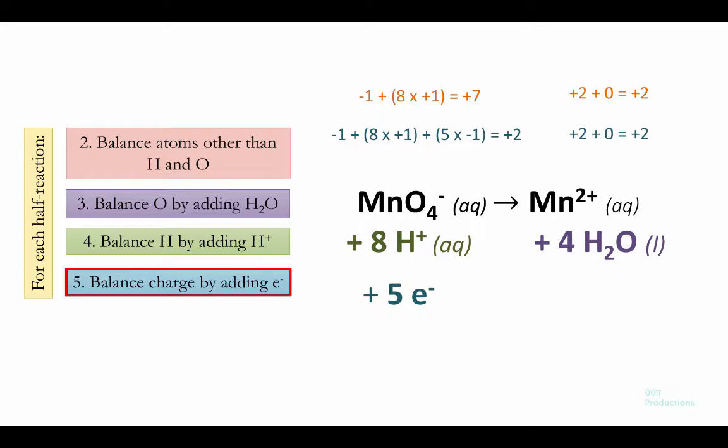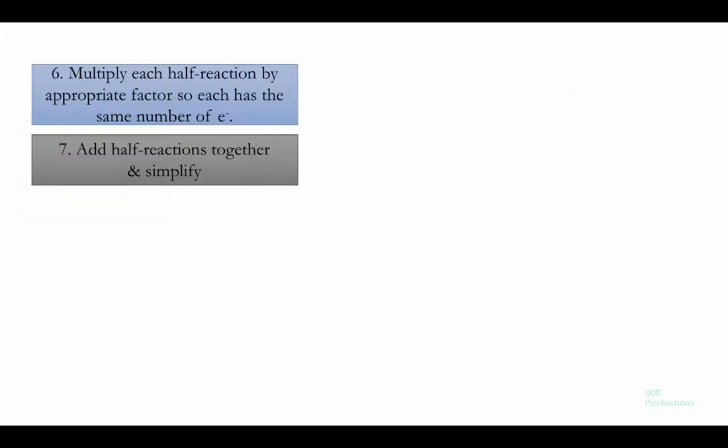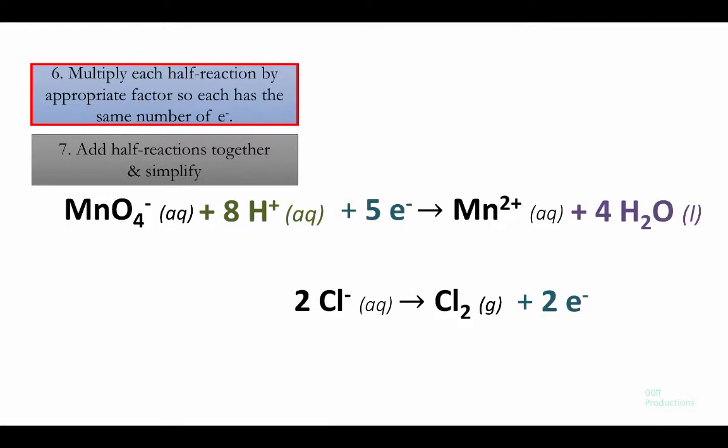So now we've balanced both of the half reactions. Let's talk about how we put those together into one reaction. So here are our two half reactions. How do we know which is the oxidation and which is the reduction? Well, you could tell by looking at where the electrons are.